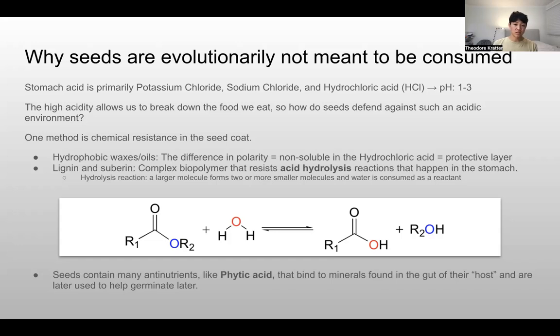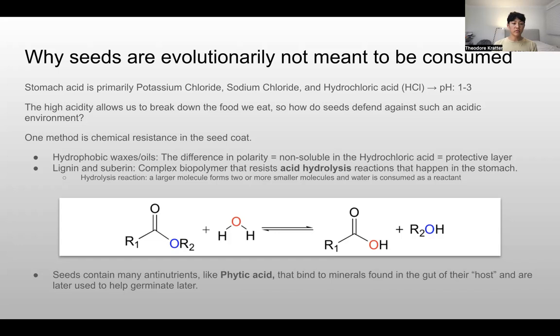Stomach acid contains salts, but mostly hydrochloric acid, and has a pH of 1 to 3. This high acidity environment is actually what allows us to digest all these complex proteins, fats, and carbs. So really, how do seeds survive in this environment?